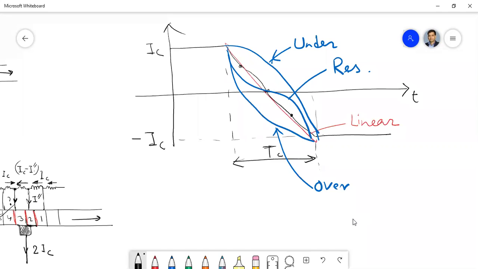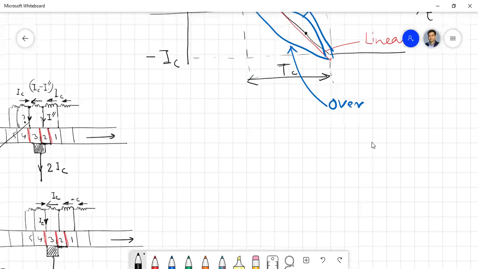Now this change of coil current, that is IC, can be linear, as I have shown by this red line. Okay, so it can be linear. So it can be any type, as I have shown by the blue lines. Okay, so like this, like this, like this. So it can be any kind. Okay, so depending on the change of this coil current from plus IC to minus IC, there are different types of commutation. So I will discuss all this today.